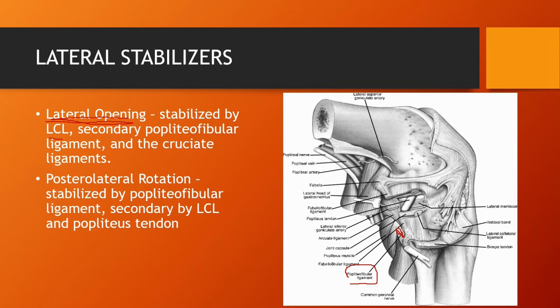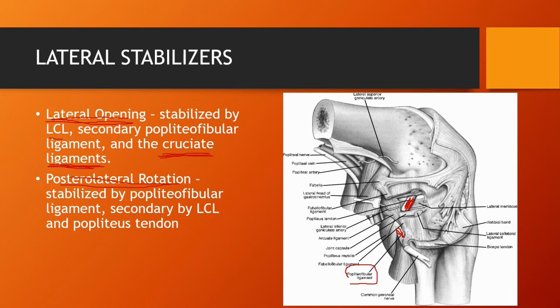And then it is also stabilized by both the anterior and the posterior cruciate ligaments. So this may be another example where, when you detect excessive lateral opening of the knee joint, that could suggest a combined injury qualifying the examinee for impairment due to collateral and cruciate ligament damage. Posterolateral rotation forces are stabilized by the popliteofibular ligament primarily, with secondary restraint provided by the lateral collateral ligament and then also the popliteus tendon, which runs right through here.